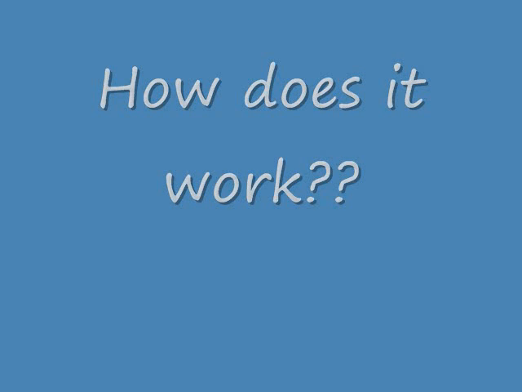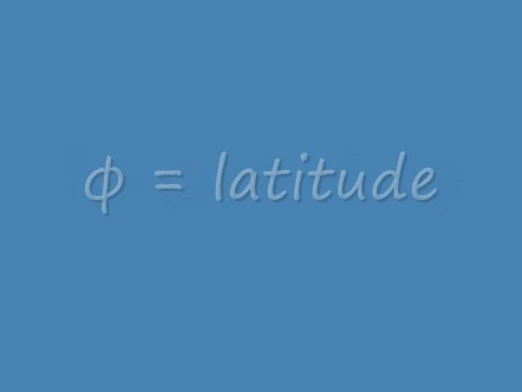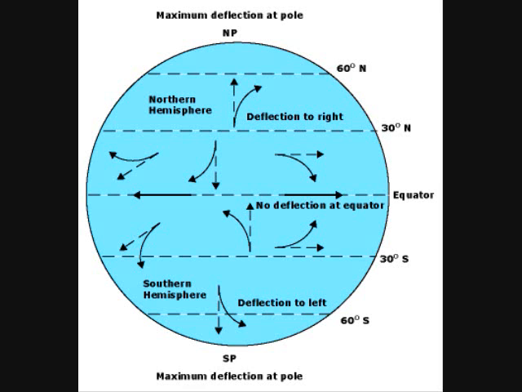The Coriolis parameter is defined by f equals 2 omega sine phi. Phi stands for latitude, where at 0 degrees it represents the equator, at 90 degrees the North Pole, and at negative 90 degrees the South Pole.